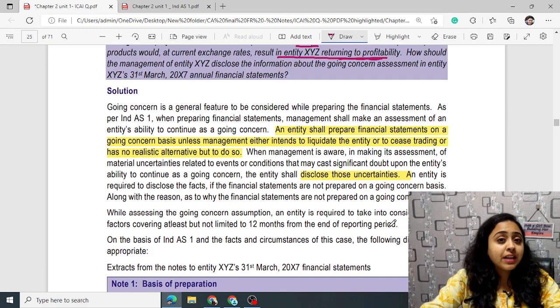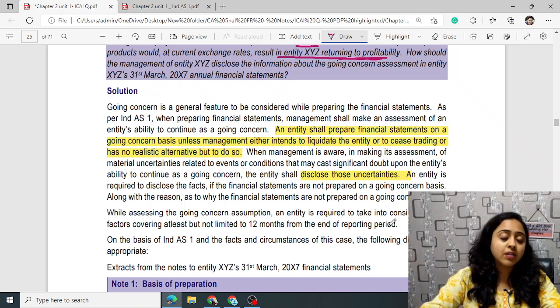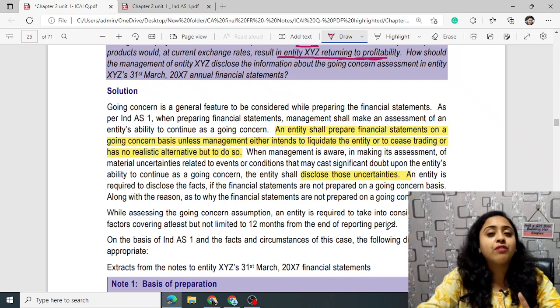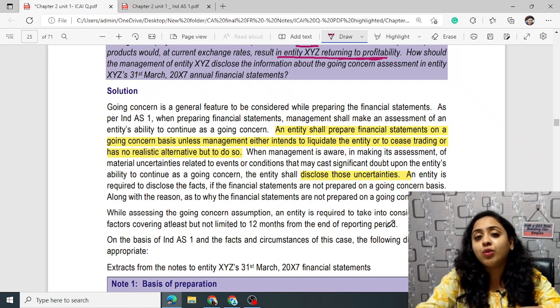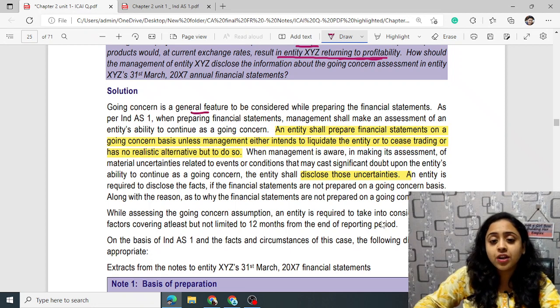We have to make a note on whether the going concern assumption can be followed or not. When it is necessary or there is an intention to liquidate, then you cannot follow the going concern assumption. So you have to check this. Other than that, you have to put a note in case you feel that the going concern assumption cannot be followed further or is in danger. Going concern is a general feature to be considered while preparing the financial statements.